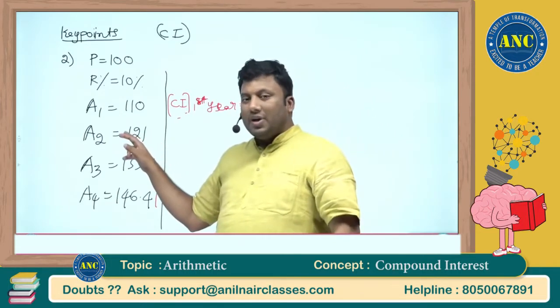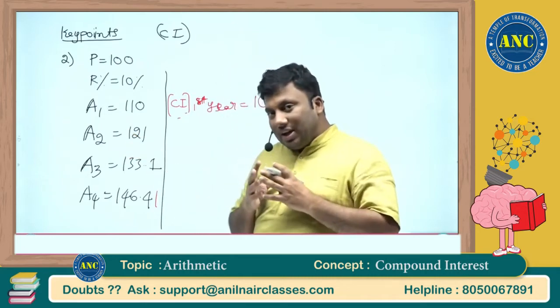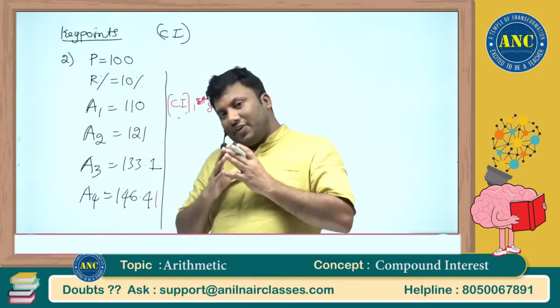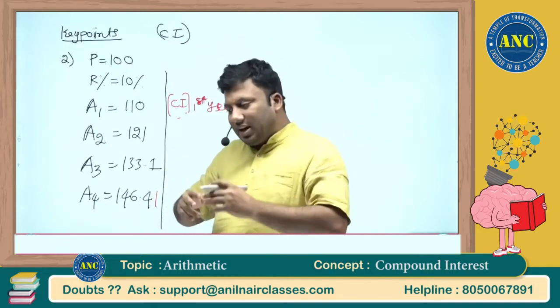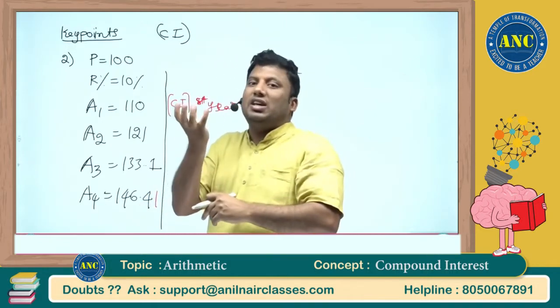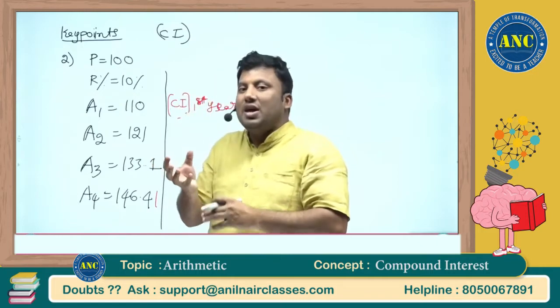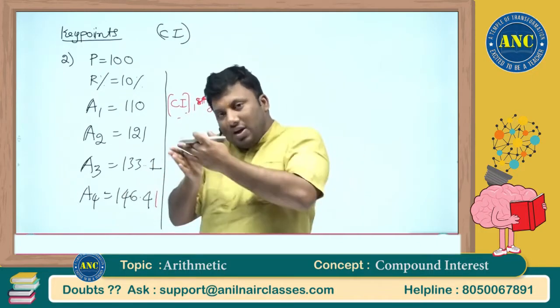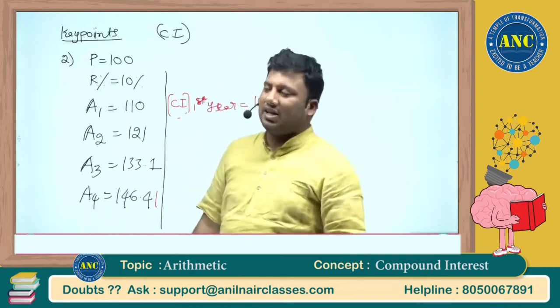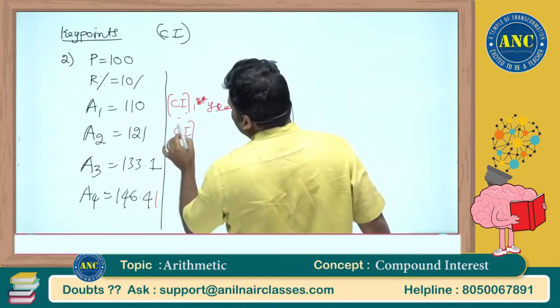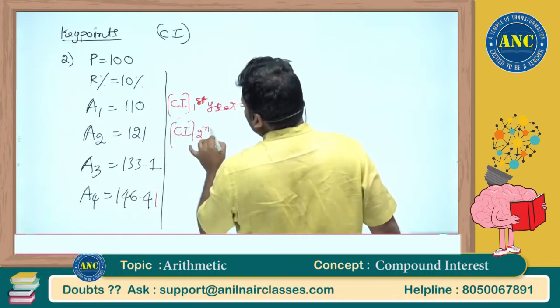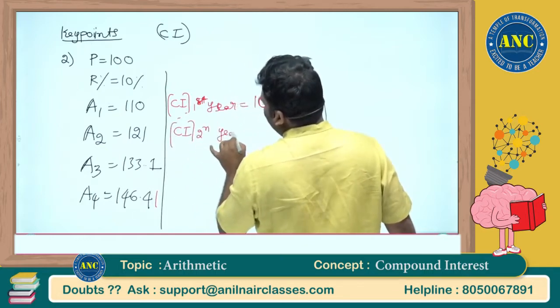Next, CI for the second year. See, there is a difference between CI for the second year and CI for 2 years. CI for the second year is, in that second year, what is the extra money I am giving? CI for 2 years means, for a total of 2 years, what is the extra money I am giving? Listen carefully, sir. CI for the second year.